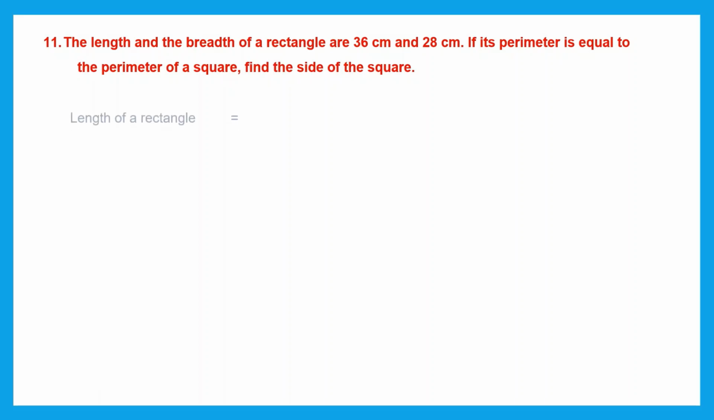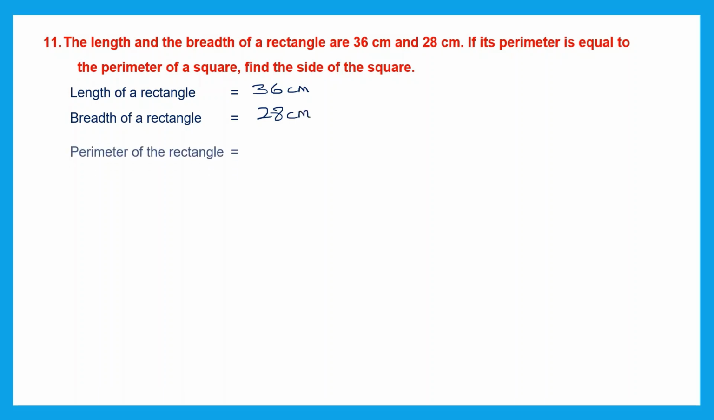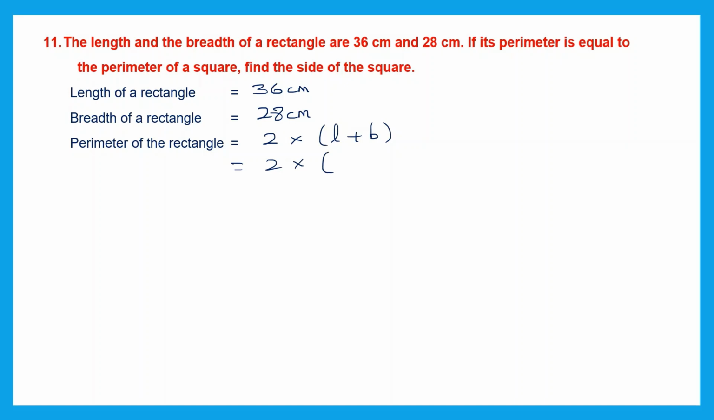So let's begin. So here length of the rectangle given to us is 36 centimeters. The breadth of the rectangle is 28 centimeters. Now perimeter of the rectangle, the formula is 2 into length plus breadth. So that is 2 into length plus breadth, 36 centimeters is length and the breadth is 28 centimeters. So we have to add up 36 and 28. So when we add this up, what do we get? 6 plus 8 is 14, carry 1, 3, 4, 5, 6. So we've got 64. So that is 2 into 64 centimeters.